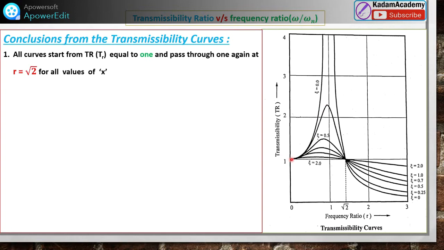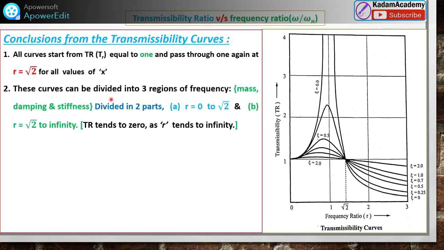And this TR is equal to 1. They pass through 1 again at the frequency ratio r equal to square root of 2. This line will start here, and again it will pass through this point 1, where the frequency ratio is square root of 2. See, this is the magic here. You can observe it for the various values. These curves can be divided again into 3 regions.